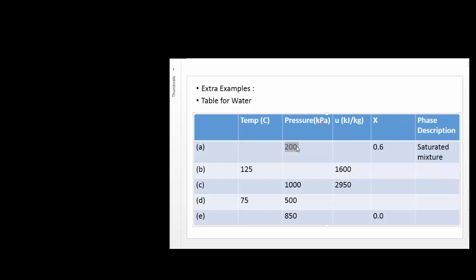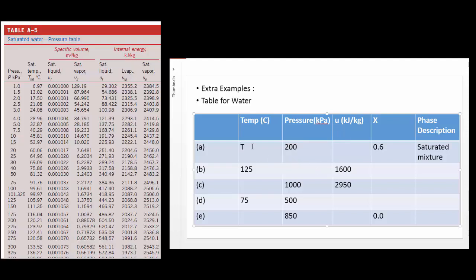Table A5. We know that if something is in the saturated mixture, the temperature must be the saturation temperature, which is equal to 120.21 Celsius. And the internal energy is, using the formula, 504.5 plus 0.6 times 2024.6, which is 1719.27. So next step.